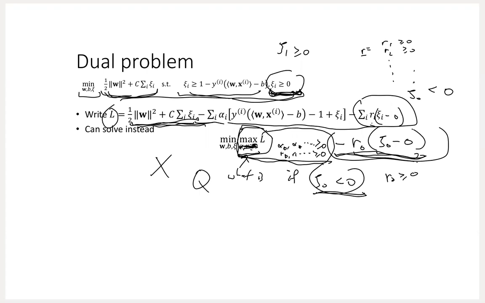Just look at this term here. This is negative, this is negative, so together this is positive, right? And bigger than 0 as well. Since R0 can be anything as long as it's bigger than or equal to 0, just this term itself will be infinity, right? So this term is already infinite. Therefore the entire L here will be infinite.